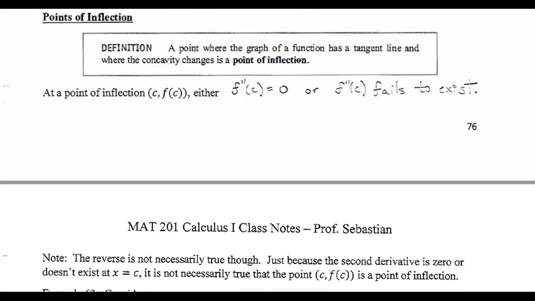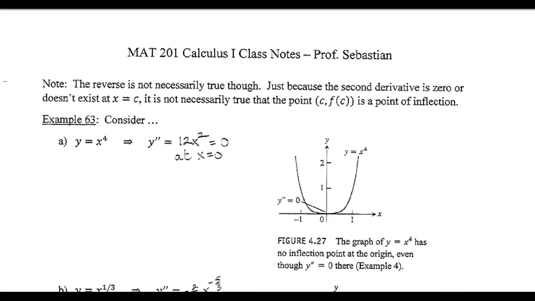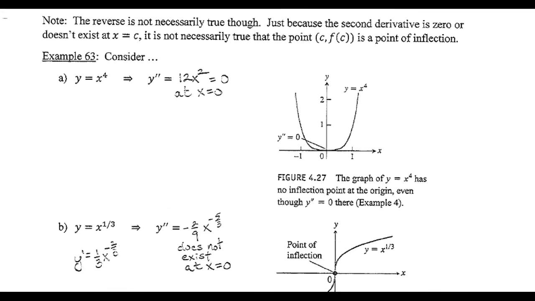So, how do we use this? For example, in example 63 here, let's look at y equals x to the fourth. Here's a picture of y equals x to the fourth. Visually we can tell that we have a concave up curve everywhere. If I take the derivative, I get 4x cubed. Then if I take the second derivative, I get 12x squared.